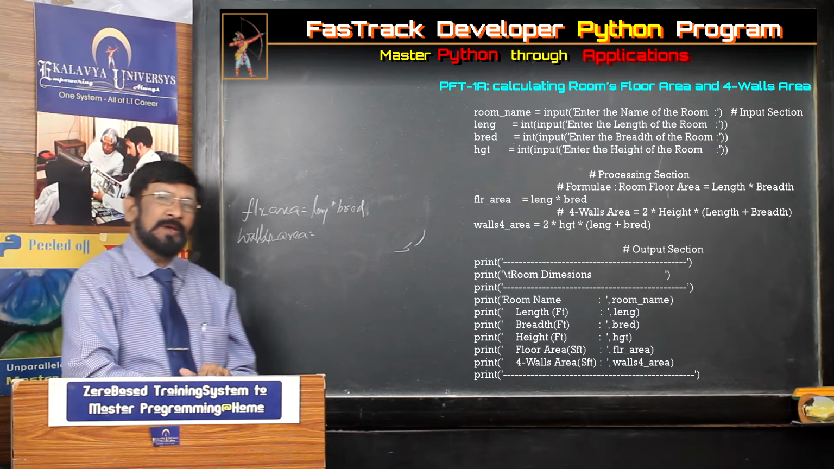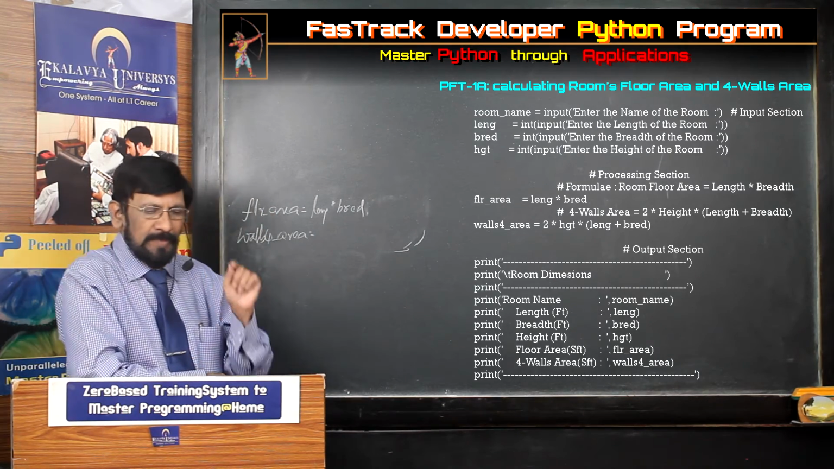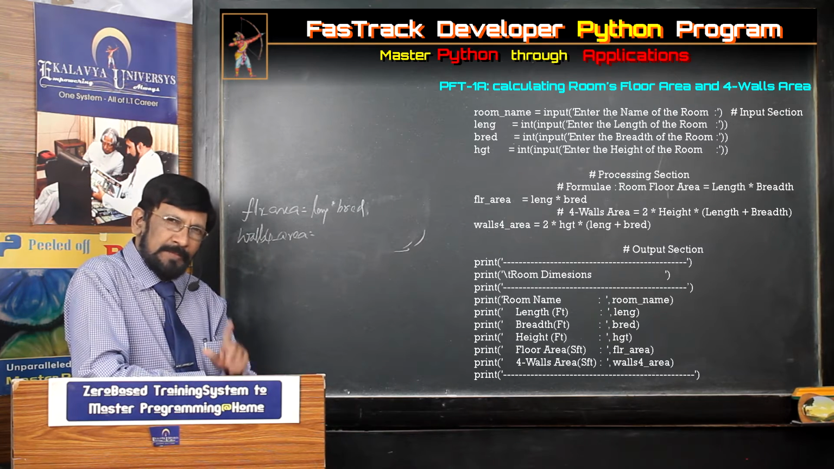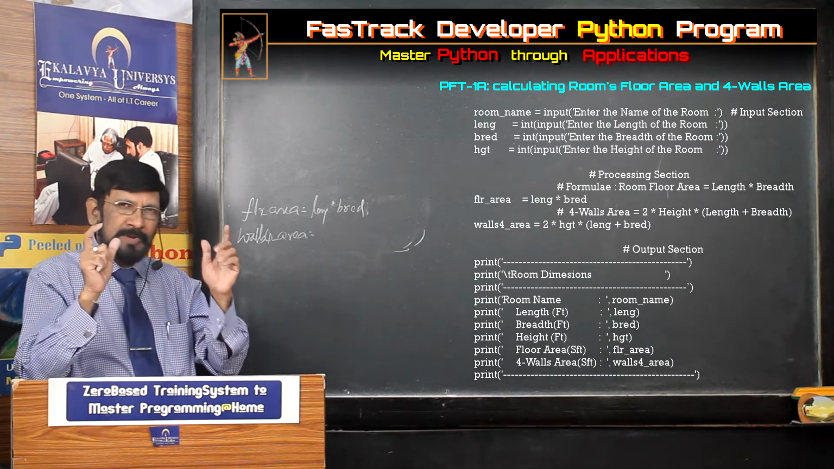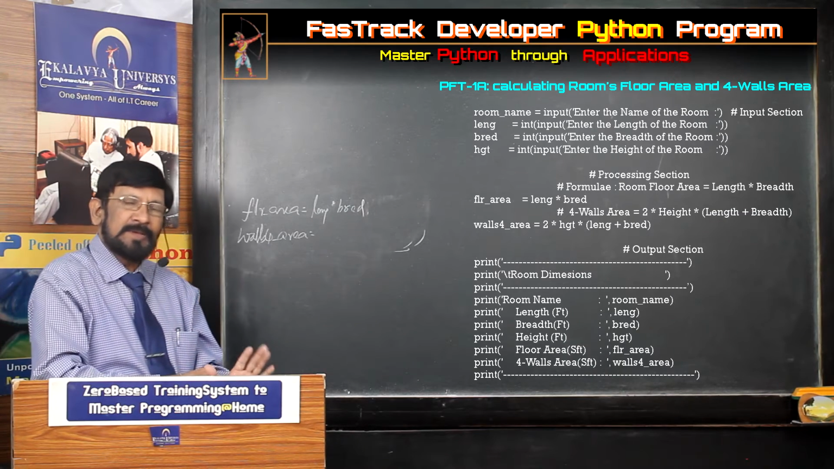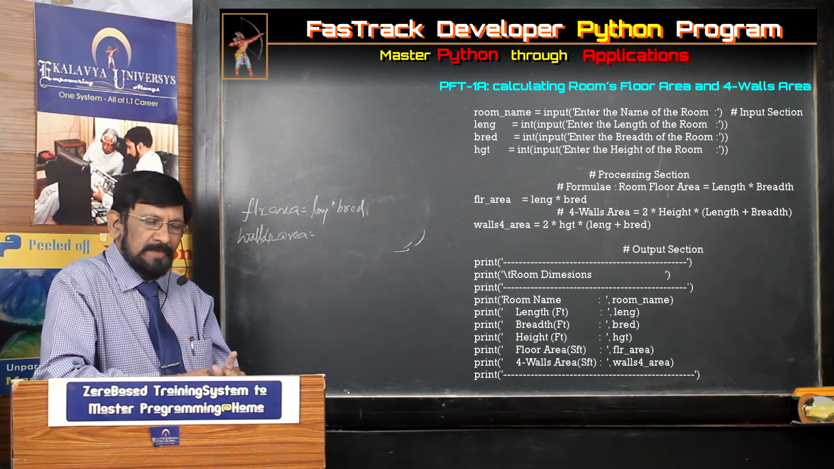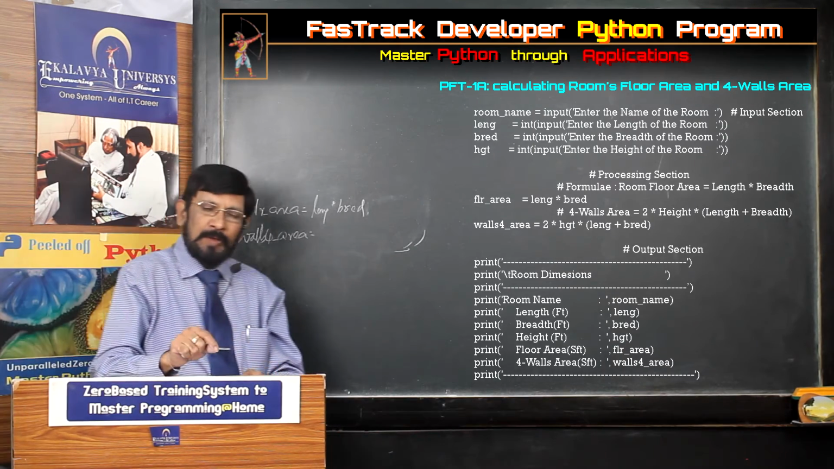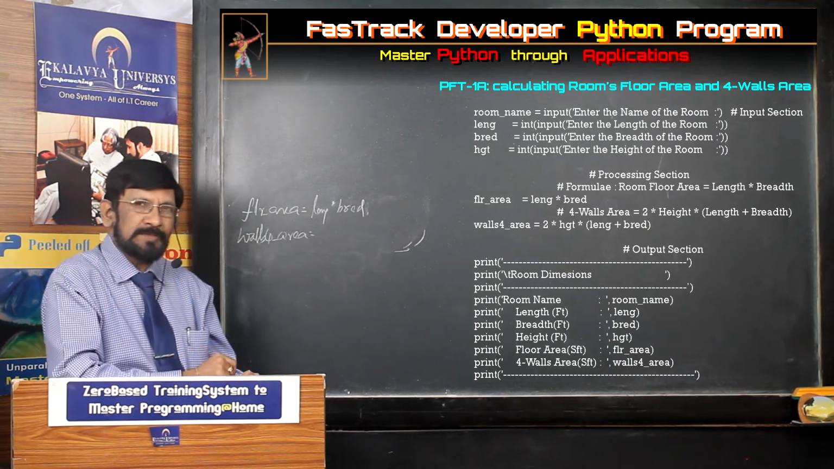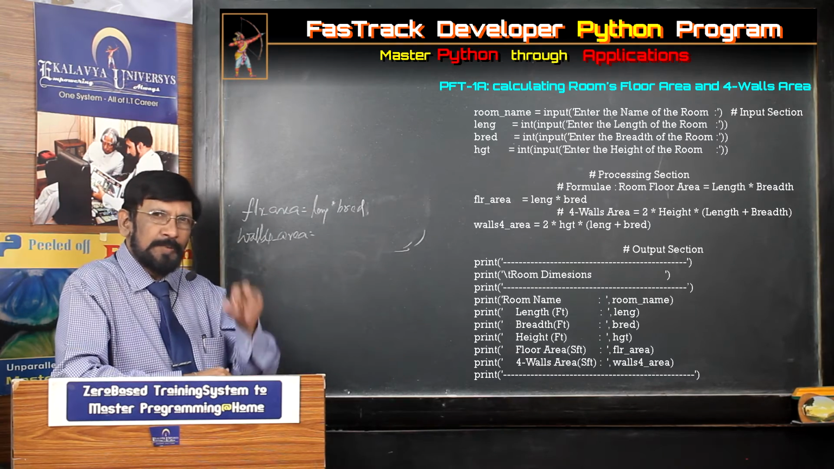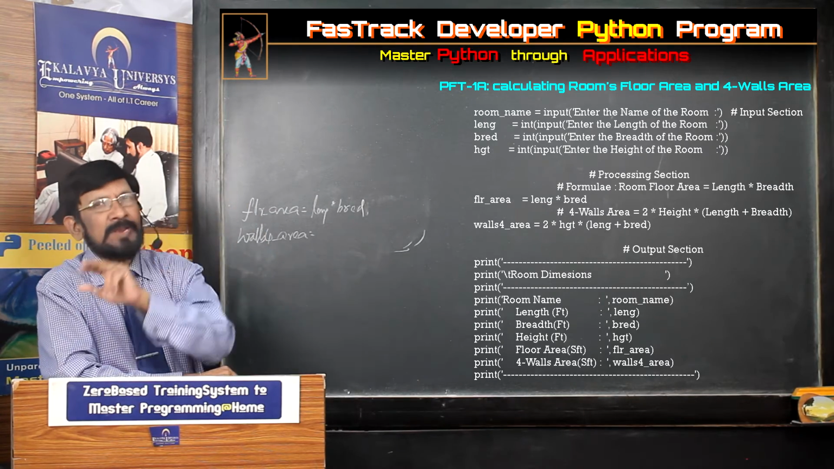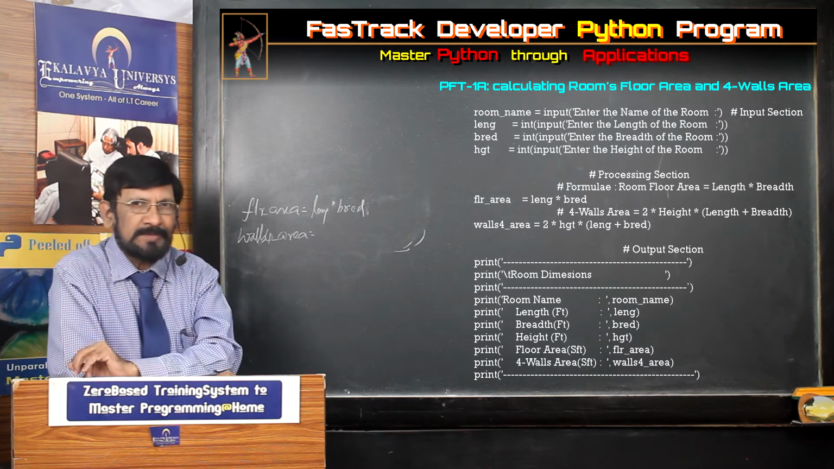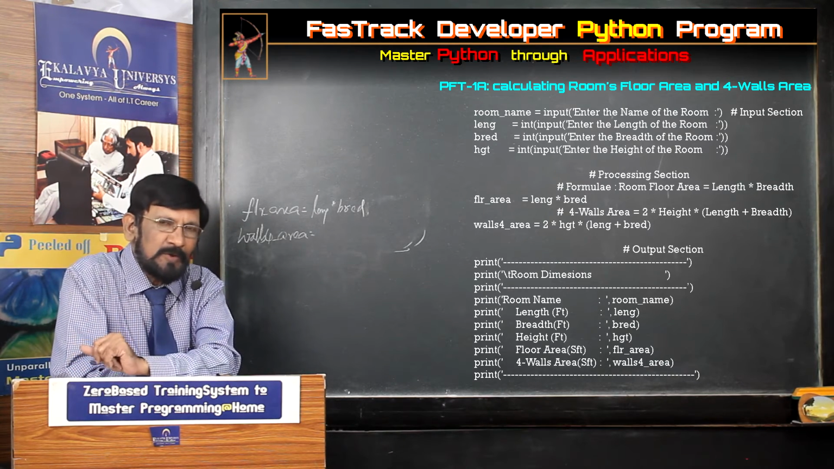Then what is the formula? 2 into height, HGT, into L plus B. That mathematics you know, that they should be written in parenthesis, in brackets. That is the formula. Otherwise, multiplication is applicable for length only, not for breadth. So 2 into H should be applicable to length as well as breadth. That's why we write both of them in brackets. That point you have to understand. That is the processing section.